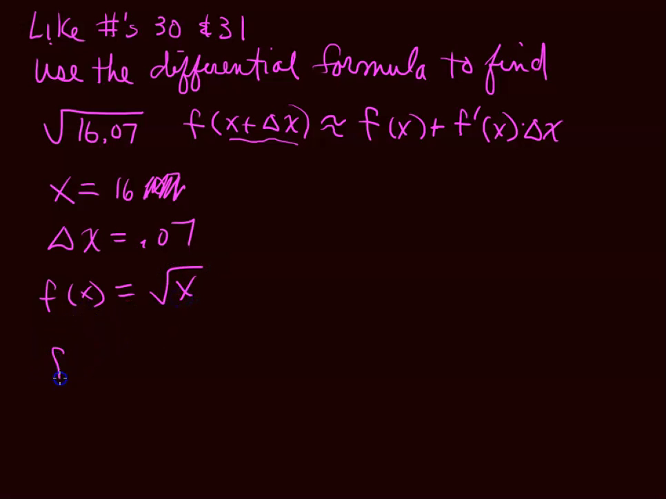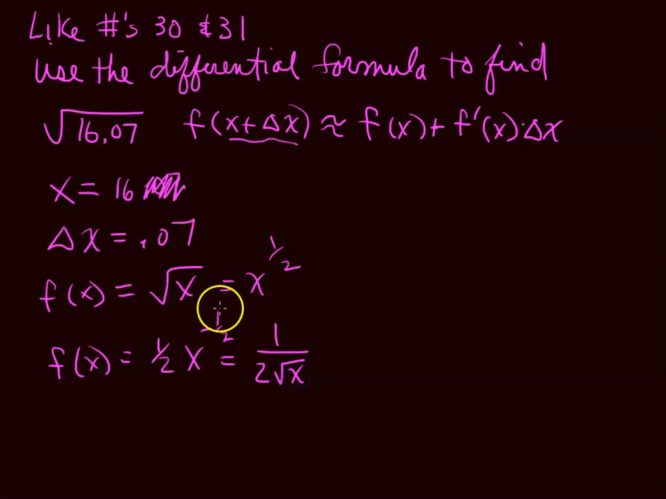The derivative of x is the derivative of, really, x to the 1/2 is a little easier using the power rule. 1/2 x to the negative 1/2 power, which is 1 over 2 times the square root of x. 1/2 is the square root. The negative means it should be in the denominator. So with those things, then we can plug this stuff in here.